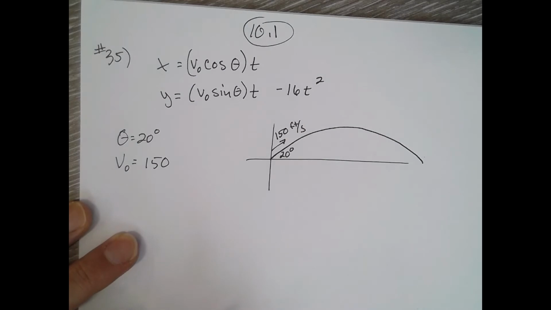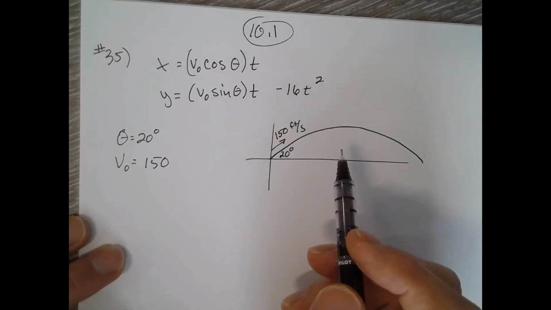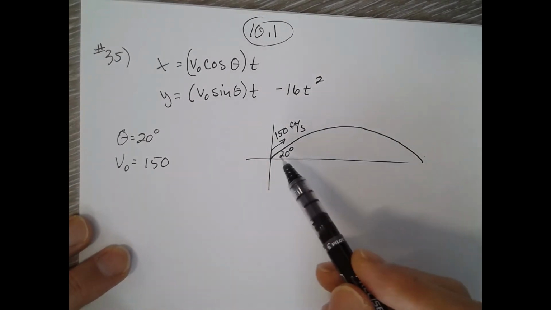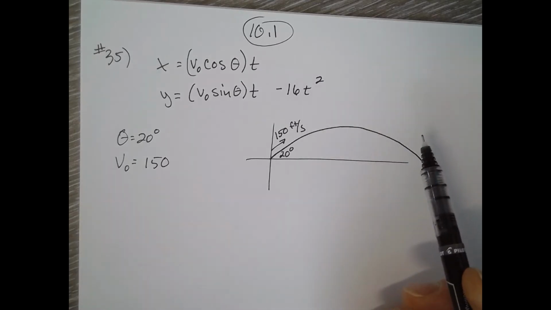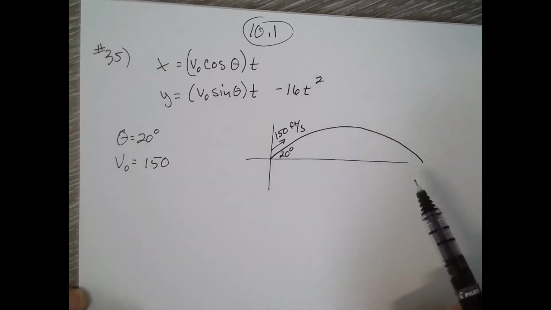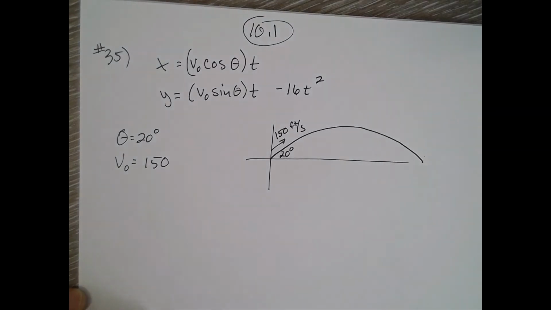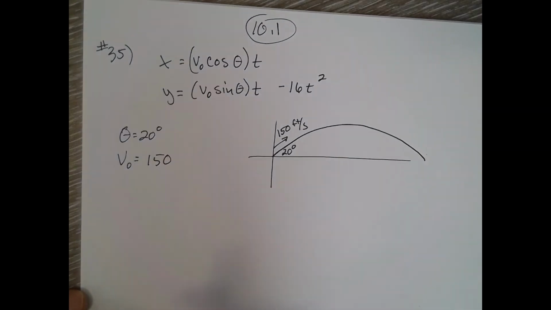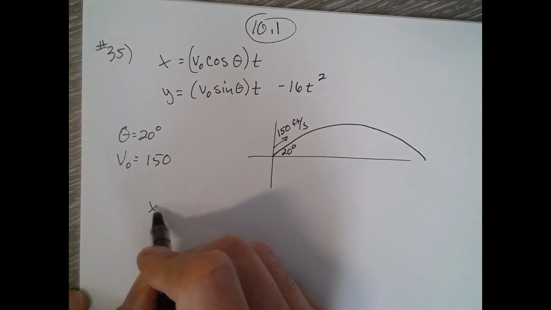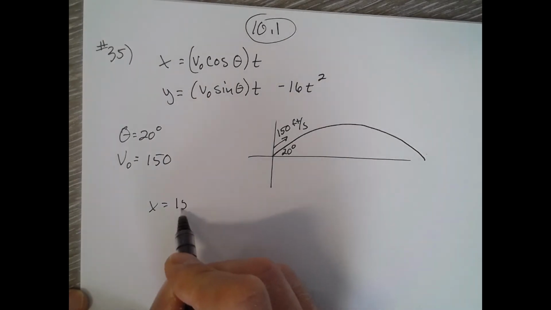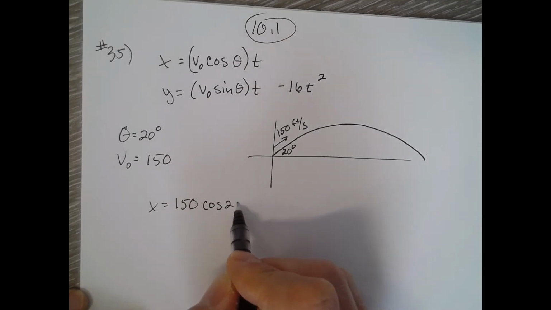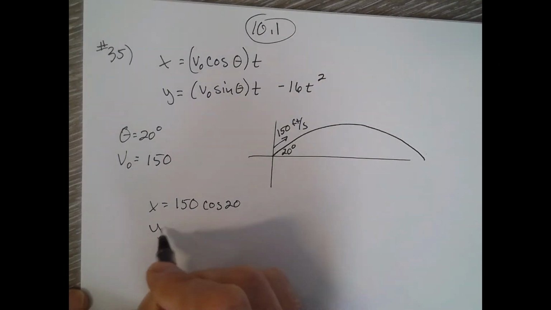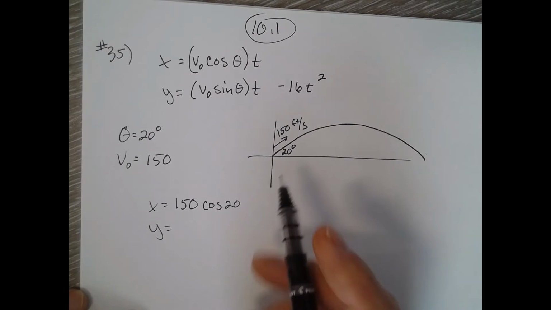Well, if we have parametric equations, then we can just use our formula where we integrate from a to b, square root of dx dt squared plus dy dt squared. Okay, so our x is equal to initial velocity times cosine of 20, times t.